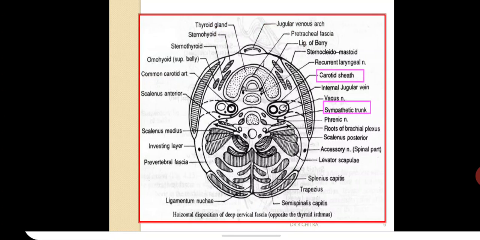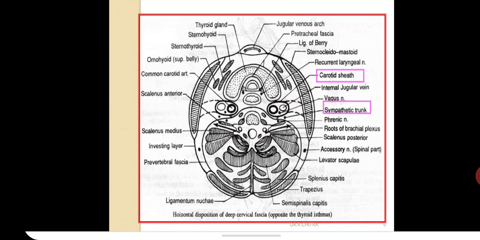So this diagram is the one diagram for the deep cervical fascia. In this diagram, we can modify this diagram. Instead of drawing all the muscles around the vertebra, you can just draw the vertebra and just round it, and you can write muscles related to vertebra. Then the diagram will be simple for you.